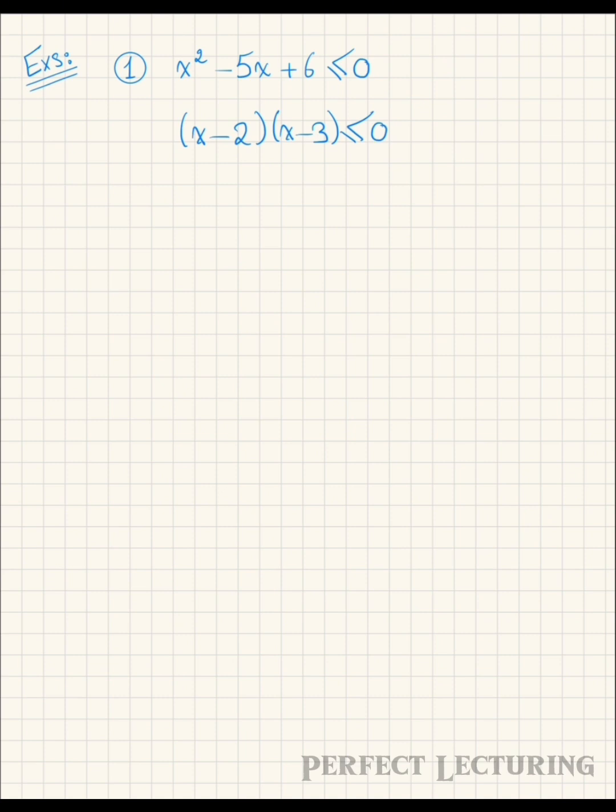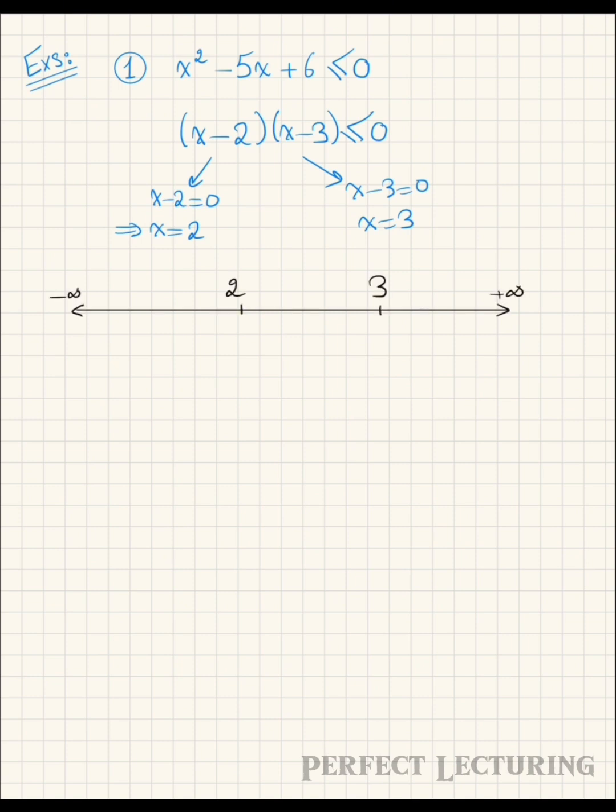Then we find the zeros for each factor. If x minus 2 is equal to 0, this gives us x is equal to 2. And if x minus 3 is equal to 0, we get x equal to 3. Now we label the zeros on the real number line. Now we have 3 regions. That is the first region, that's the second, and this is the third.